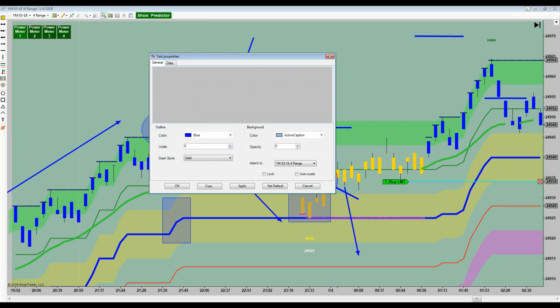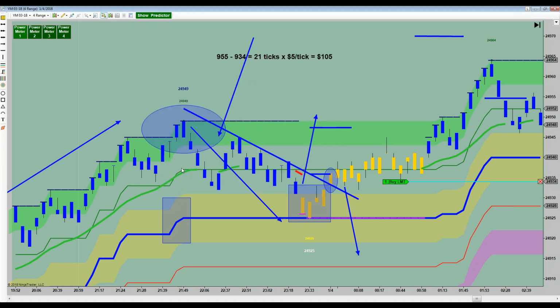Well, let's do some quick math. 955 minus 934 equals 21 ticks, right? 21 ticks times 5, YM is $5 per tick, right? Equals $105, you know, less commission. I'm just using this as an example. Where you actually got filled, there might be some slippage. Maybe your stop was tighter, maybe it was looser. I'm just using this to illustrate this trade.